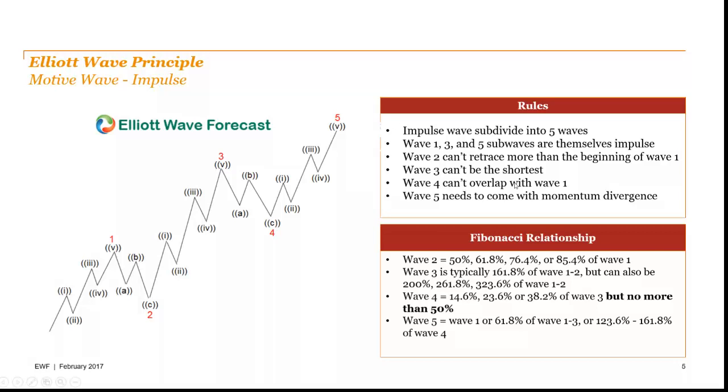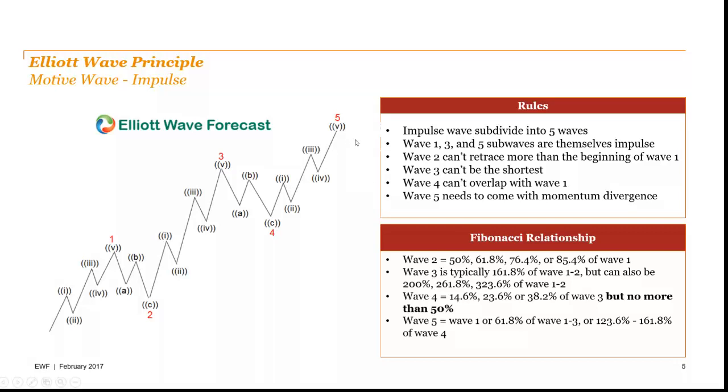Now look, wave 5 needs to come with momentum divergence. If you use any kind of momentum indicator like RSI, relative strength index, or the MACD, moving average convergence divergence, you will see a momentum divergence. Sometimes people call it bullish divergence or bearish divergence. A bearish divergence is when the price makes a new high, just like in the case of wave 5 here, a new high compared to the wave 3.